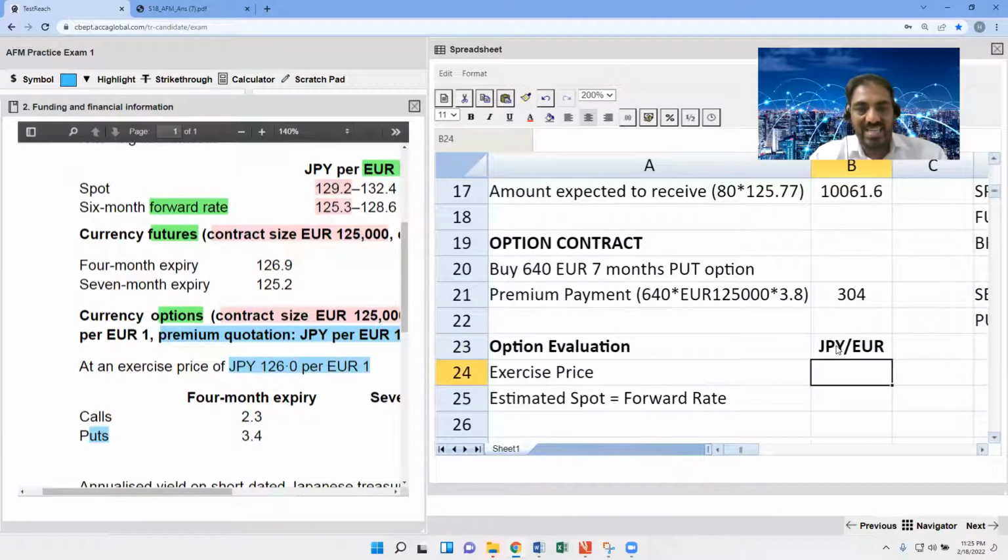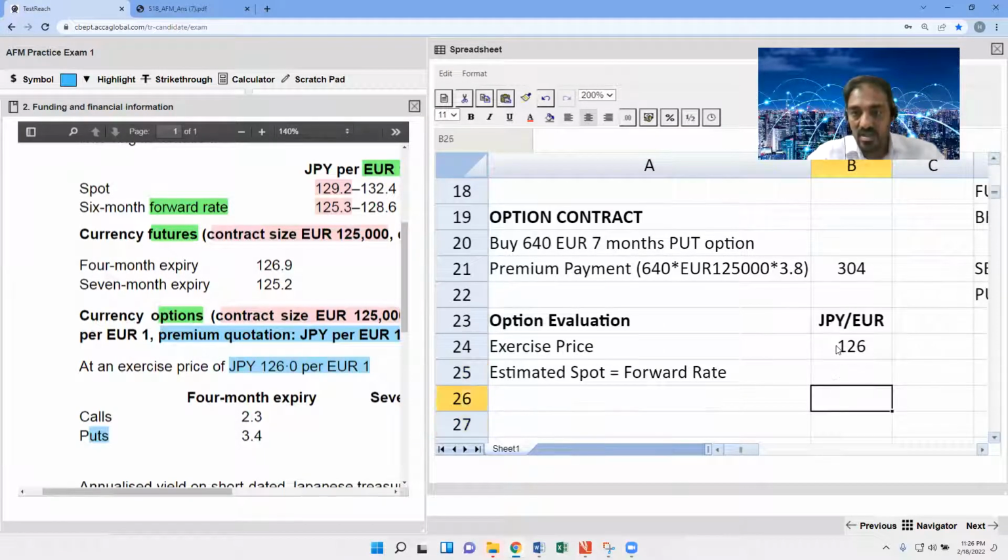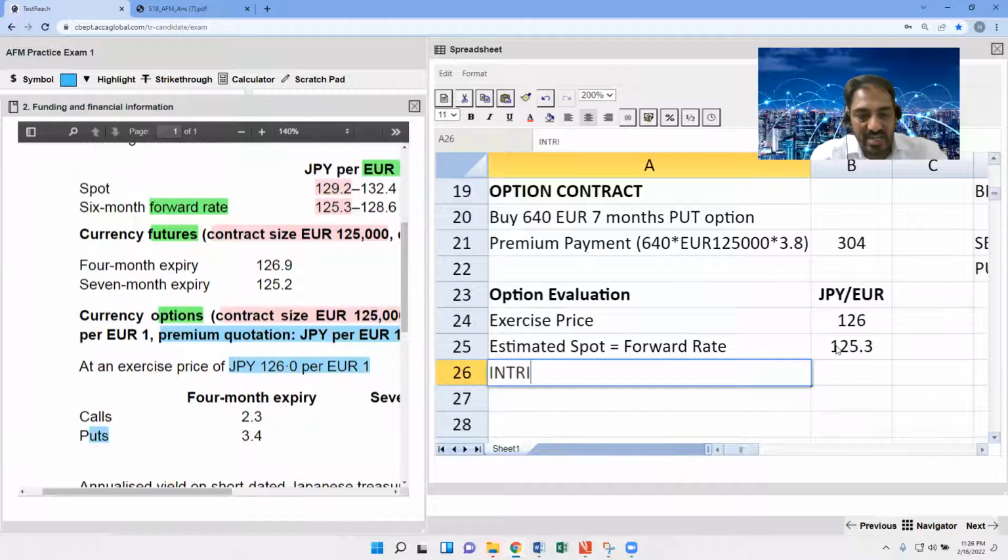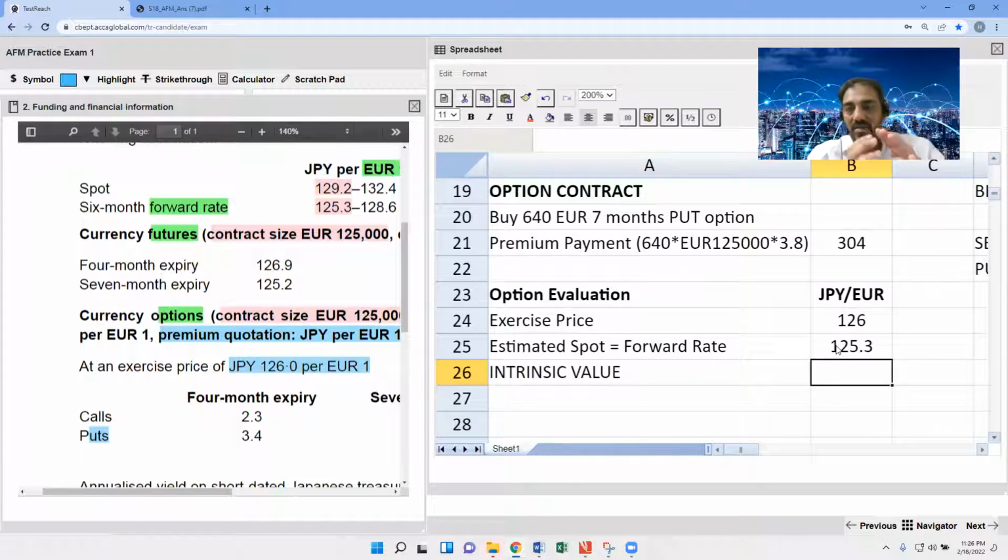If we exercise, our local currency is Japanese yen and the foreign currency we will receive is euro. Once we collect the euro, we will sell it. If we exercise, against 1 euro we will get 126 Japanese yen. But what about the estimated spot, meaning the forward rate, 125.3? Is this valuable? That's called intrinsic value. Do we have it? Yes or no? By forward contract against euro we are getting fewer Japanese yen, only 125.3, but by exercise we are getting a higher amount.